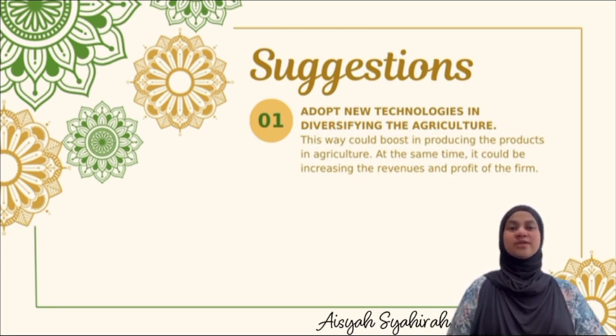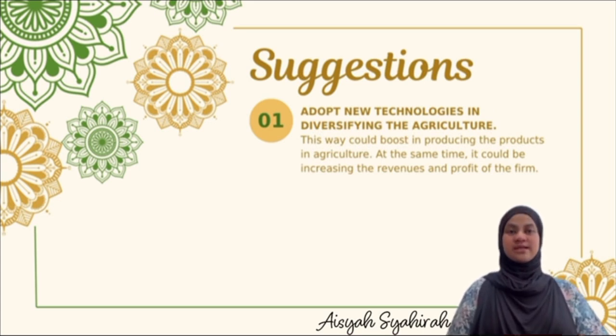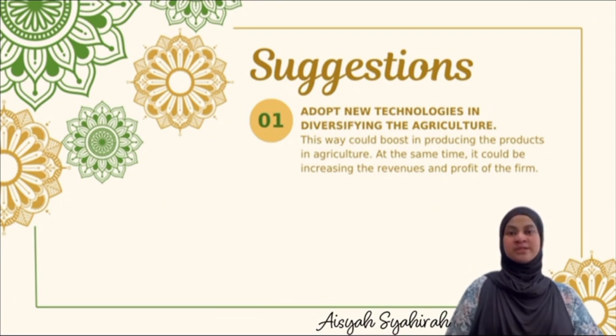So, in order to fix it, the government of India needs to be concerned about diversification in agriculture, especially in rural areas, with an increase in the budget to buy new and modern machines that could produce the spices faster.